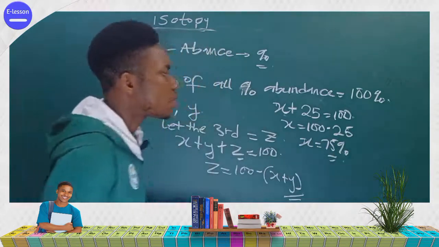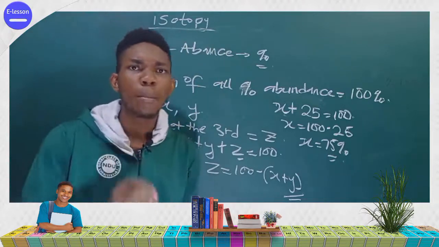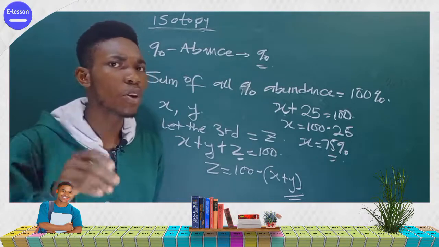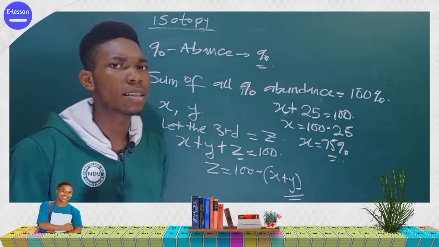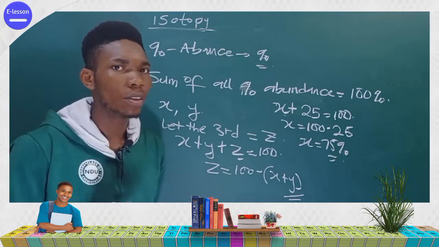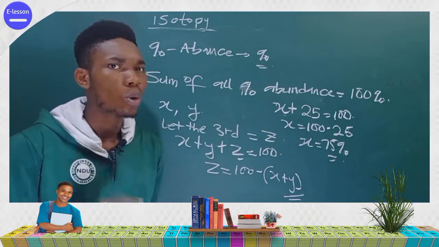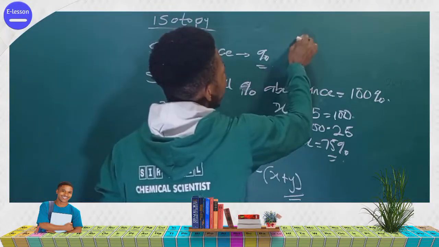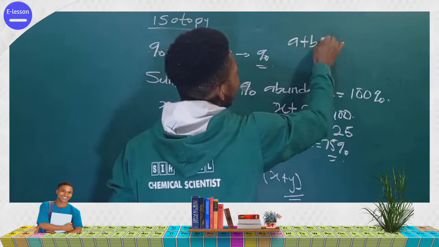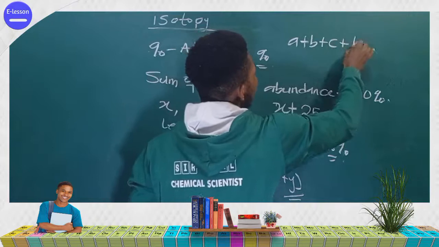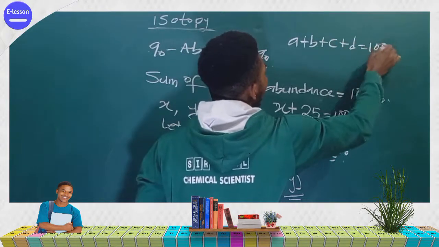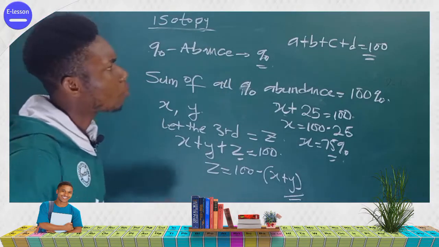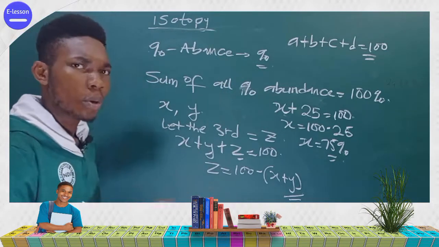Now, in some cases, you will be given some of the isotopes, but not the other. It is left for you to use that idea that the sum of all percentage abundances must be equal to 100. So if I give you four isotopes, let's say A, B, C, D, A plus B plus C plus D must be equal to 100. The natural percentage abundance of all must be equal to 100.